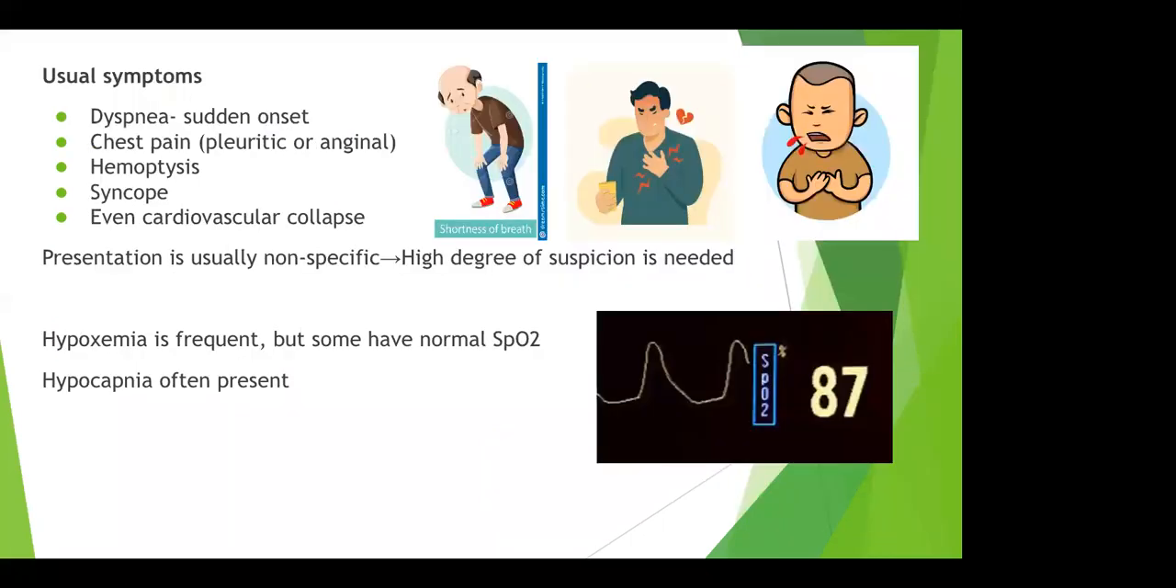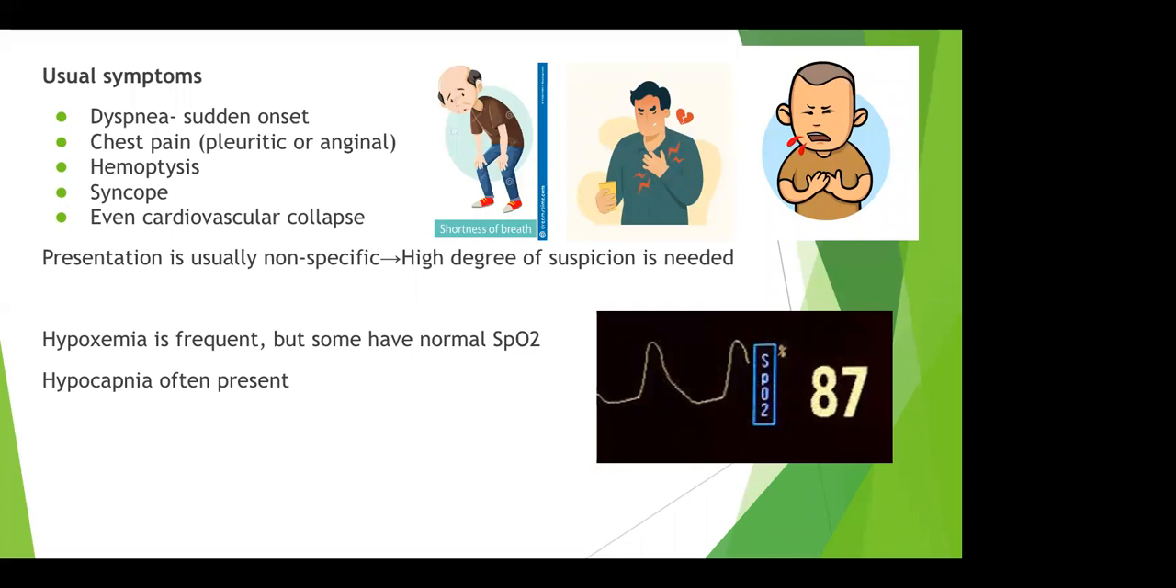The usual symptoms for PE are dyspnea, chest pain, either thoracic or angina in nature, hemoptysis, syncope, or even, in the more severe cases, cardiovascular collapse, like in the case we just presented. The presentation of PE is usually very non-specific, with no particular specific symptom. So a high degree of suspicion is needed to actually diagnose and treat PE.